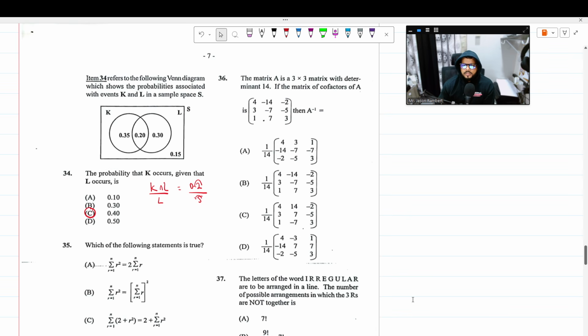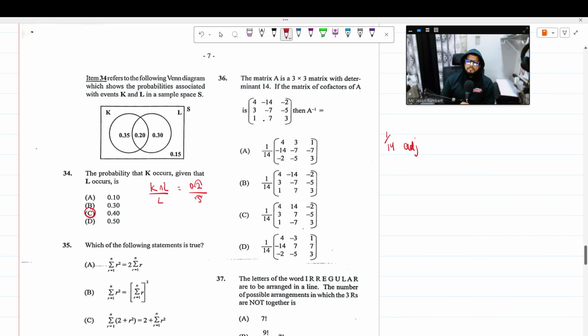The 3 by 3 matrix with determinant 14. If the matrix of cofactors A is this, then A inverse is, so A inverse is 1 over the determinant multiplied by the adjoint matrix, and the adjoint matrix is the matrix of cofactors transposed. So once I see 4 minus 14 minus 2, this row is the same thing. I'm not going to entertain it. So 4 minus 14. All right, so that's not going to work. This is not going to work.